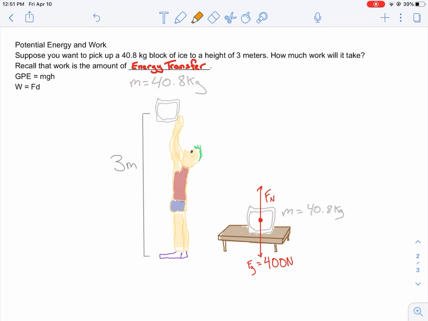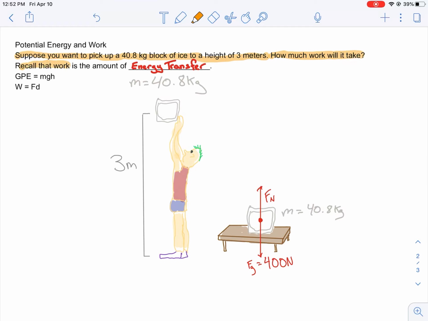So a great way to think about potential energy is to think about how much work it would take to lift that object, because we're always putting objects at a height, and it's really easy for us to imagine that, oh, it takes energy to pick something up. So suppose you want to pick up a 40.0 kilogram block of ice to a height of 3 meters. It's a block of ice for a reason we'll talk about later, but I just needed an object that has some mass to it. How much work will it take?